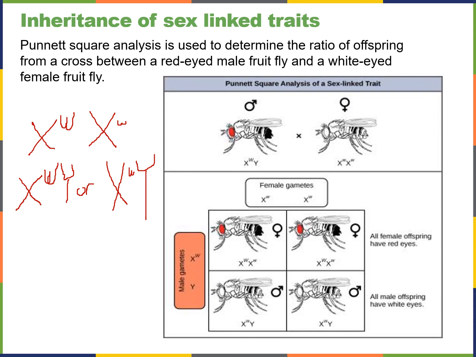In contrast, females have two allele copies of this gene. So females could be X^W X^W. They could be X^W X^w. Or they could be X^w X^w.